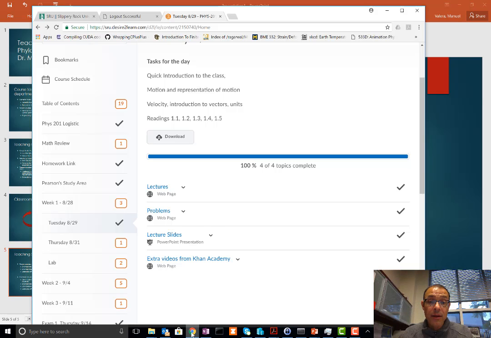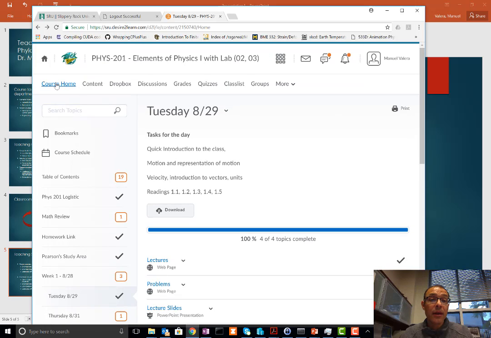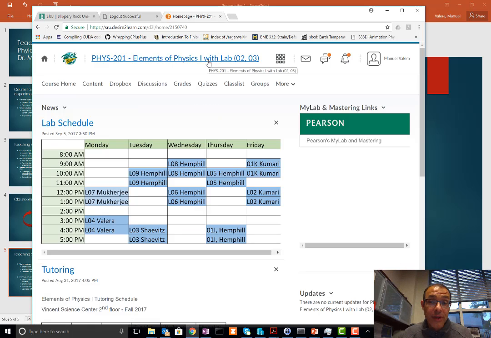So here, this class is Physics 201, Elements of Physics 1, that I'm currently teaching as of October 2017. This is one sample, but the other classes that I taught in previous semesters, General Physics 3 and General Physics 2, have a similar format. I'm just showing this because it's the one that I'm working on right now.